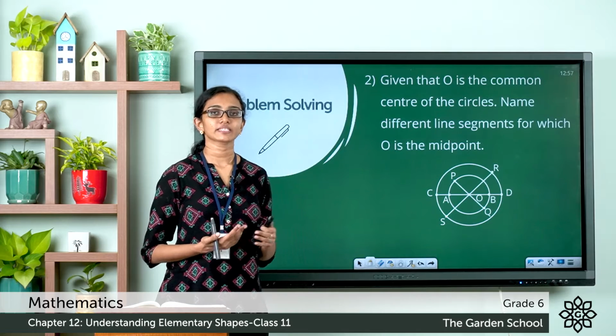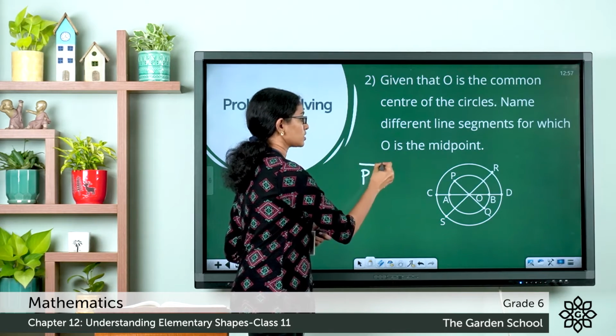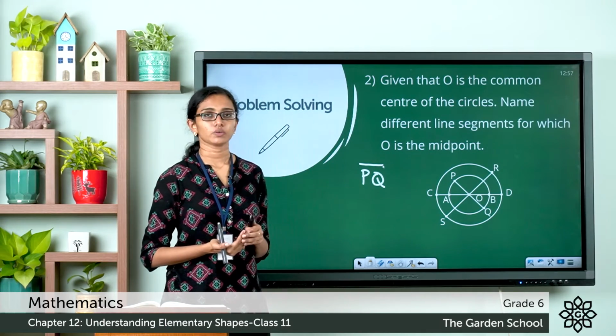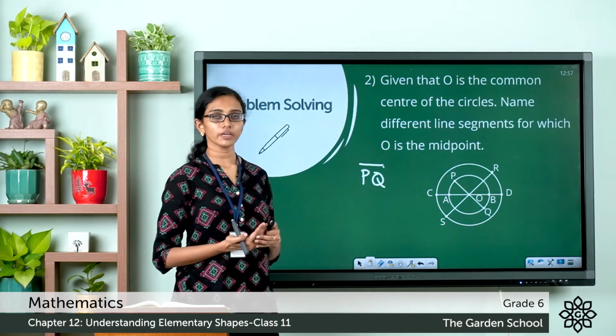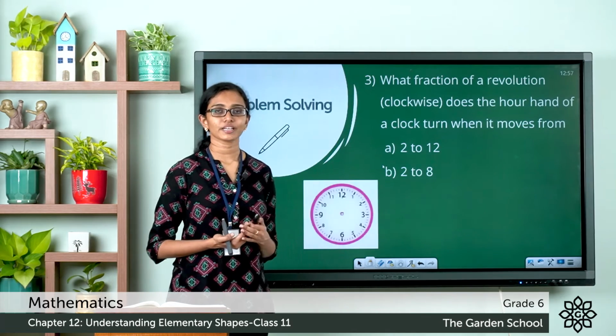So how would you write line segment PQ? You write the name of the points and then you draw a small line above the points. So this is line segment PQ. Now identify the other line segments which have got O as the midpoint and name them. Now if this is clear, let's discuss the next question.